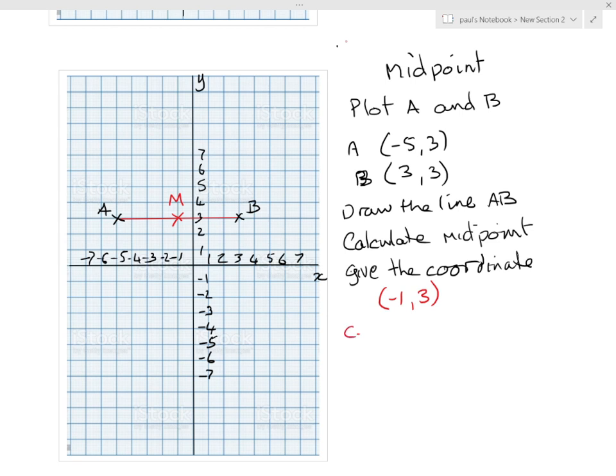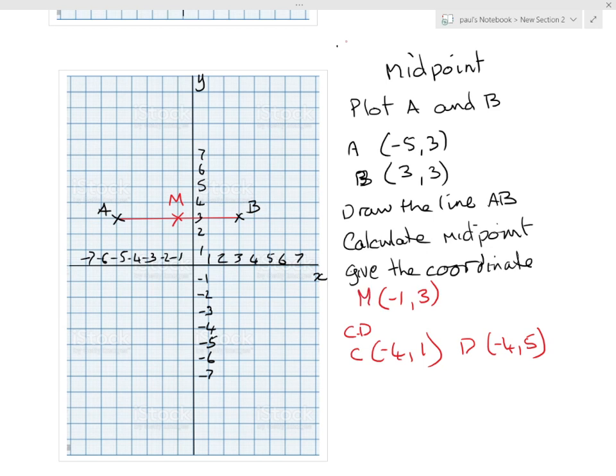Okay, now we do the same with line C and D, the line CD. So C is going to be minus 4, 1, and D is going to be minus 4, minus 5. So we're going to plot the coordinates, draw the line, calculate the midpoint, and give the coordinate of the midpoint. So put the M there.